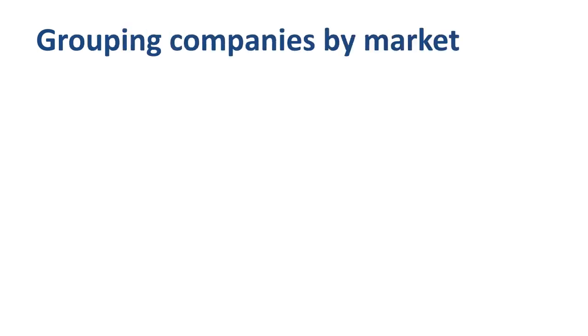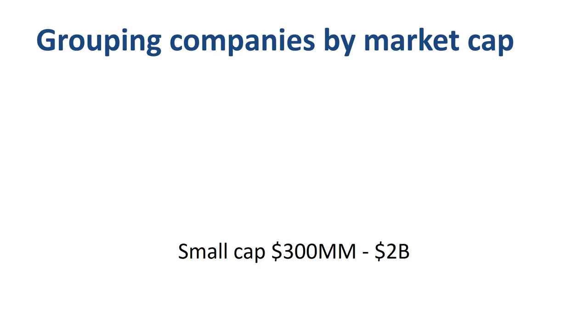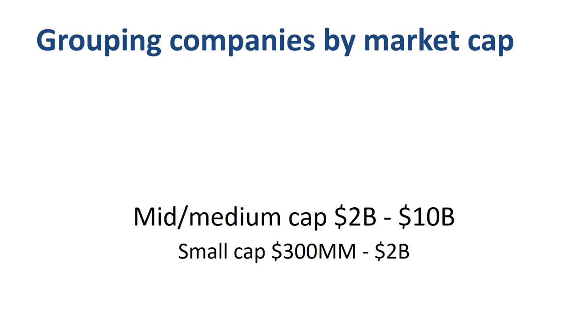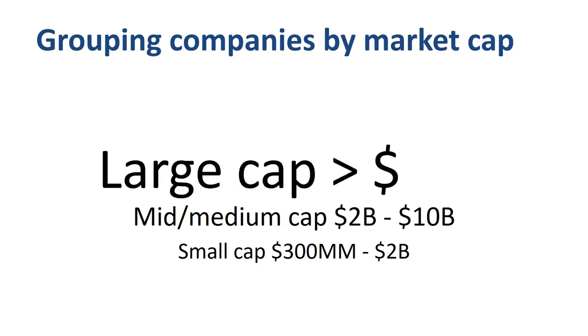Which categories of market capitalization exist? There is no standard or official definition of market cap categories, but an often used classification is for small cap companies to have a market capitalization between $300 million and $2 billion. Mid-cap or medium-cap companies to have a market capitalization between $2 billion and $10 billion, and large-cap companies to have a market capitalization bigger than $10 billion.